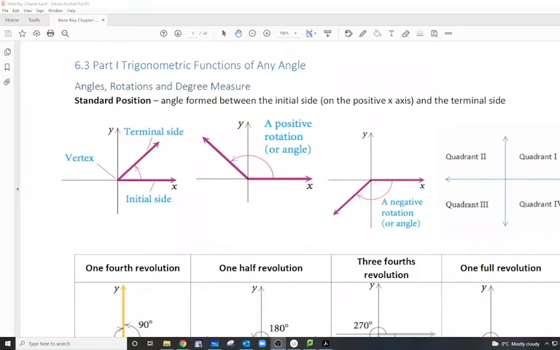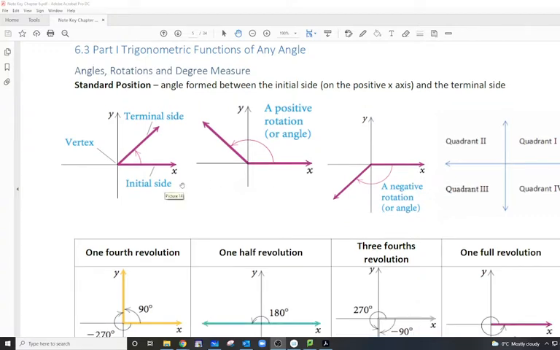So we've skipped 6.2. Do it if you want to for fun, but we're moving on to 6.3. So today is just 6.3 part 1, which is that we are going to start looking at trigonometric functions of any angle. So in 6.1, we looked at trigonometric functions of acute angles, and now we're going to be looking at any angle. So to be able to do that, we have to move into this Cartesian system, or the Cartesian plane, or the coordinate system.